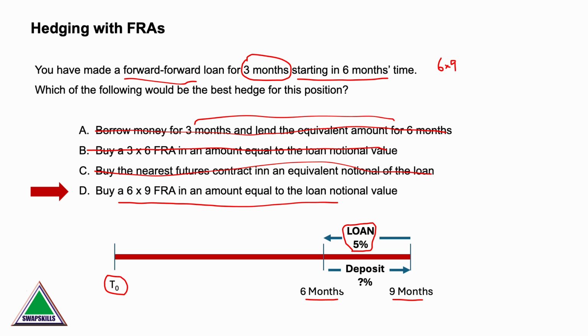So how do you get paid out under an FRA if rates go up? You buy the FRA. So buy the FRA for the period starting 6 months from today, ending 9 months from today. This is why it has to be answer D.